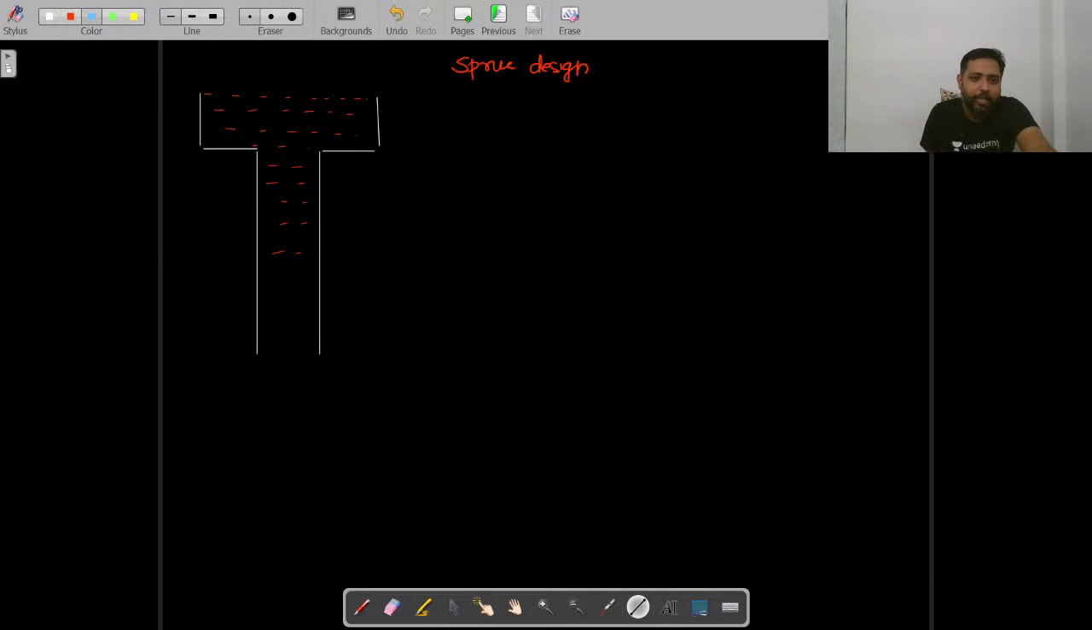Let us say that the height of this pouring basin is h1, and that of the height of the sprue channel, that vertical channel that I have drawn, is h2, and let us say total height is h1 plus h2, that is your ht. Okay, so I have been taking this as h2 and this as h1, and total height h1 plus h2, let us say, is ht.